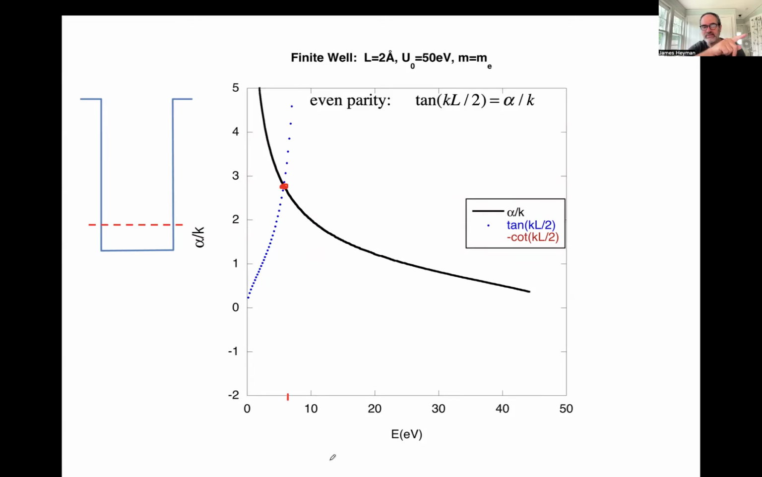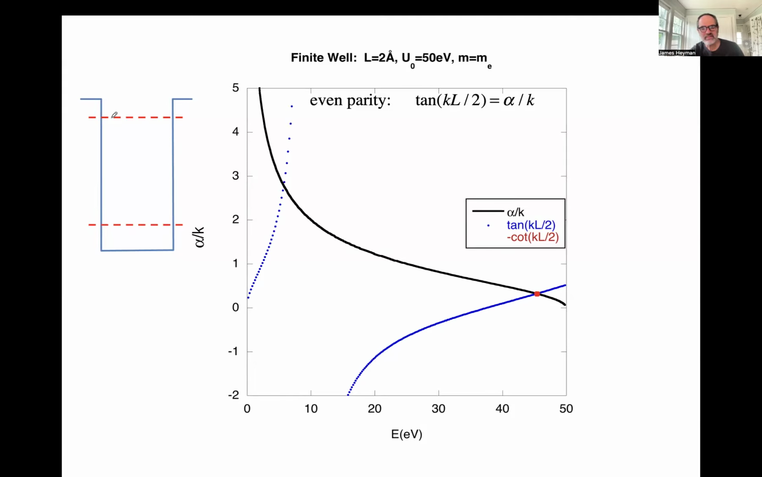Remember, tangent is a kind of funny function. As you plot tangent of theta, it has poles in it whenever the cosine term goes to 0, so 90 degrees, for example. And so this function, tan kL over 2, has poles too. If we continue it, we have a pole over here, and then beyond that, we get this blue line. And you can see that we have another crossing, another even parity state at higher energy. So now we've identified two even parity energy states.